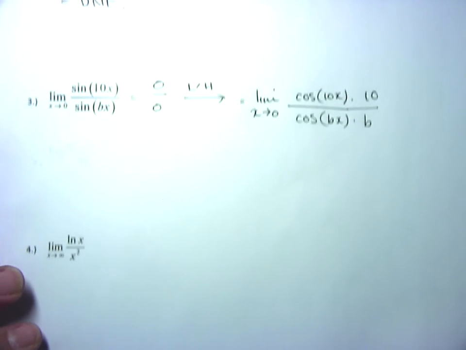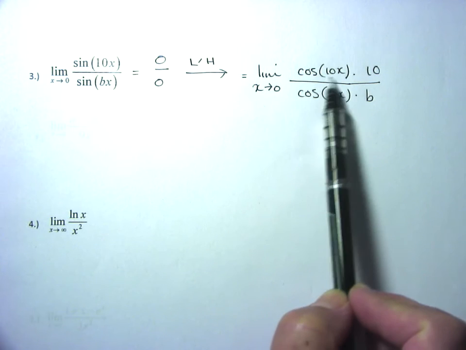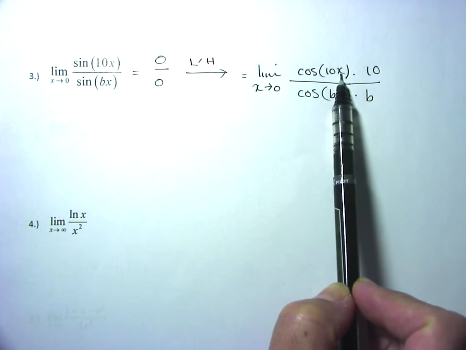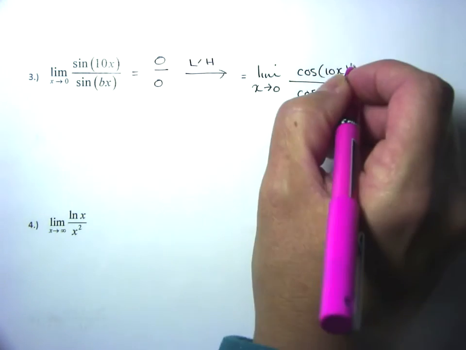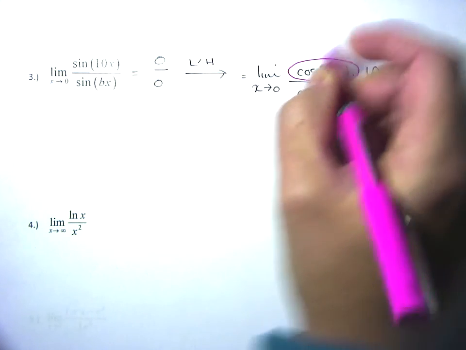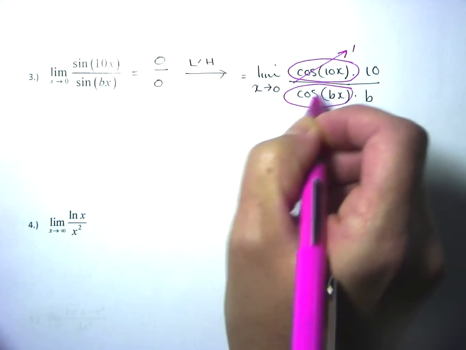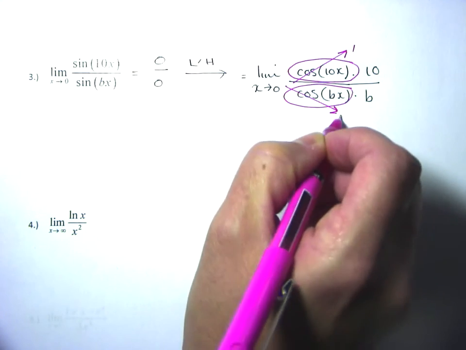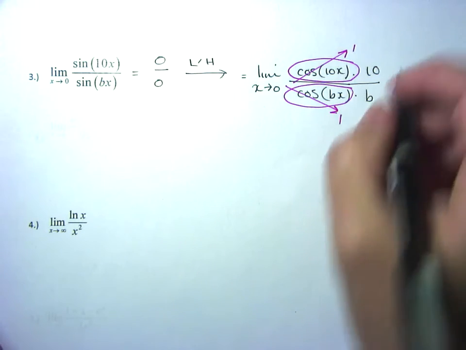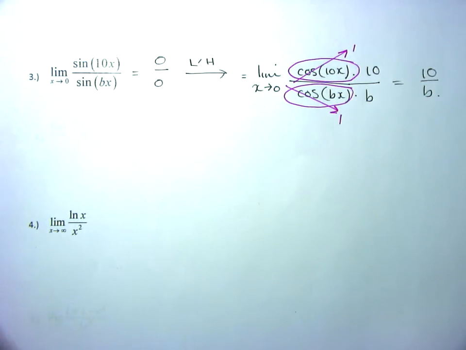All right, and now we attempt to take the limit again. So let's plug this in. If I plug 0 in for x, 10 times 0 is equal to 0. What is the value of cosine at 0? Cosine of 0 is equal to 1. Very good, thank you. Again, in the bottom, cosine evaluated at 0 is equal to 1. So all that's left here is 10 divided by b.